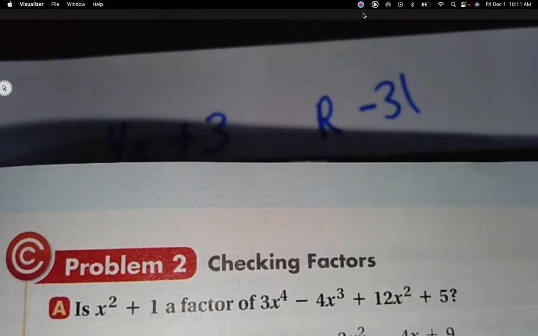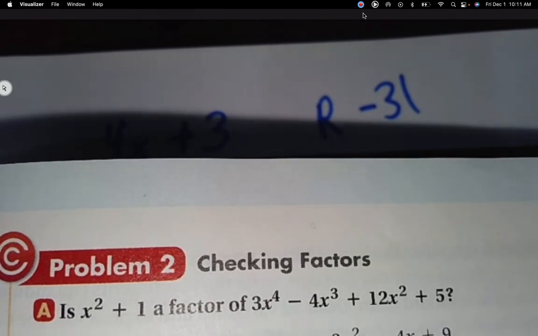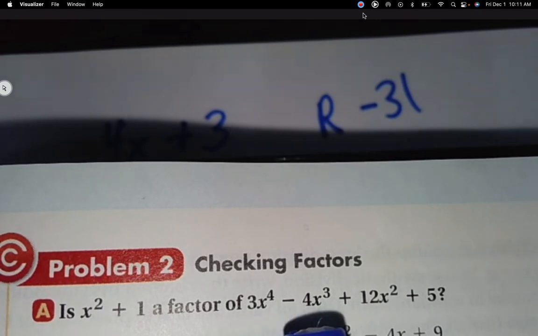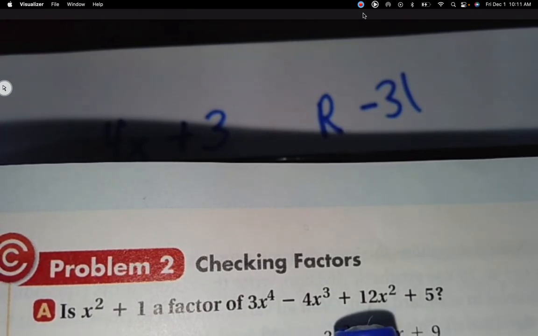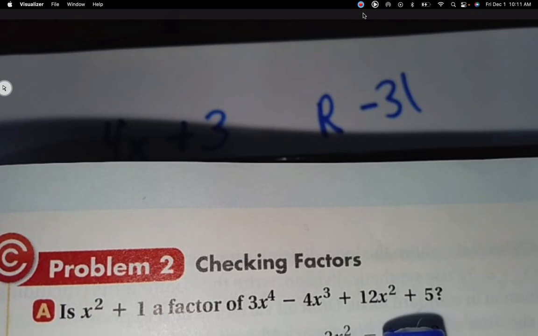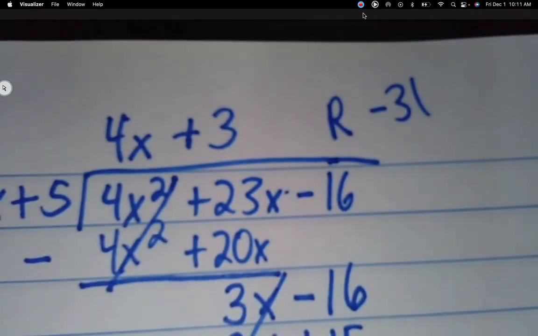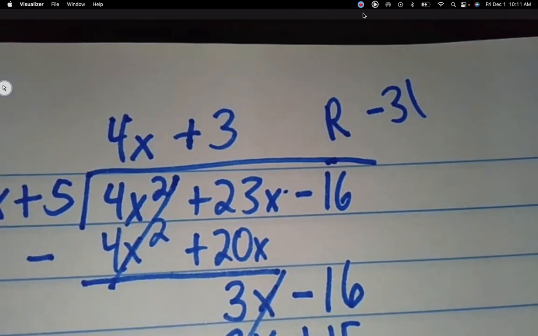Do y'all notice anything missing in this problem? Let's count. We go 4, 3, 2, 1. We're missing just an x. So does everybody understand that I'm going to leave a space for it? Here, let me write it out and I'll show you what I mean.